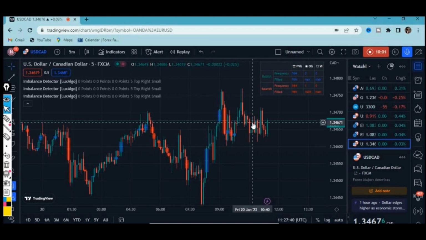So the only thing you really need is confirmation. You can use confirmation like candlestick patterns, you can use confirmation like pure price action, and as well you can use confirmation like break of structure and change of character for you to really execute trades. And as you can see right here, it is really proceeding to the upside.